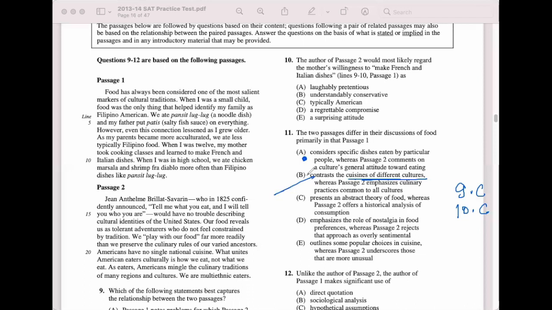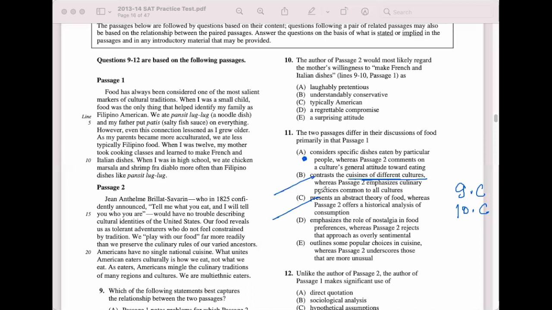Passage 1 presents an abstract theory of food, whereas Passage 2 offers a historical analysis of consumption. There's no abstract theory of food, right? It's a very concrete sense of what the family ate on the table and how it moved from one cuisine to a mix of cuisines, right? So C, I don't like.